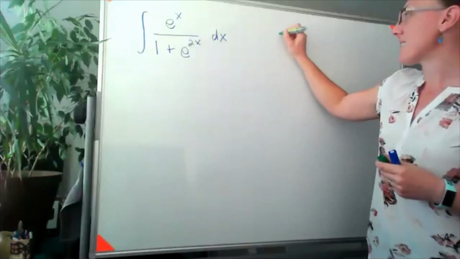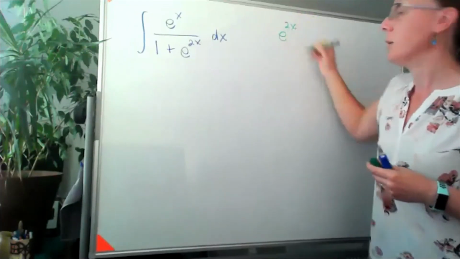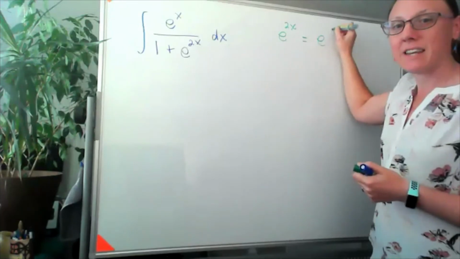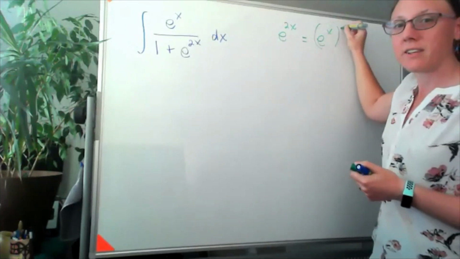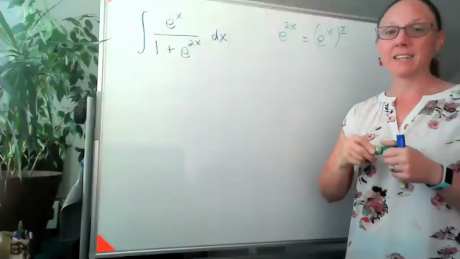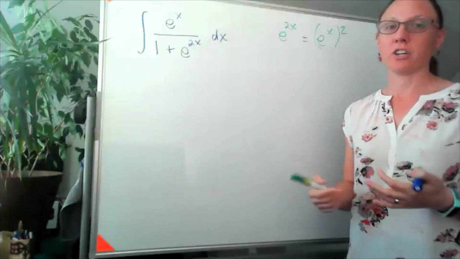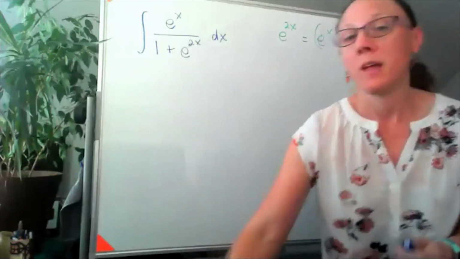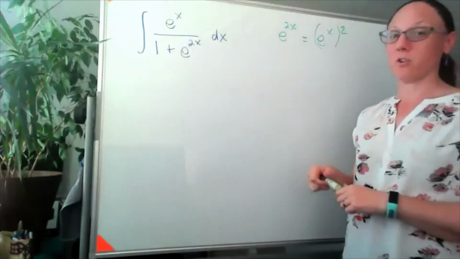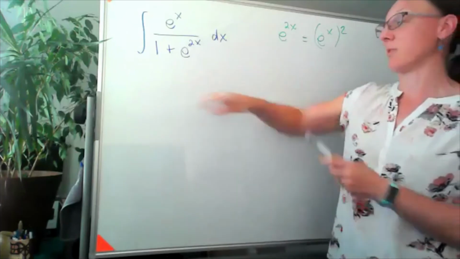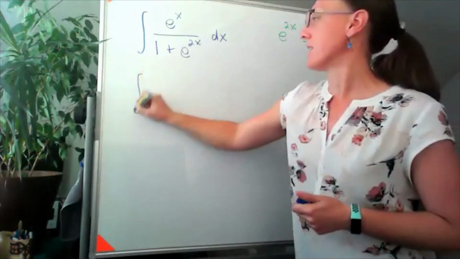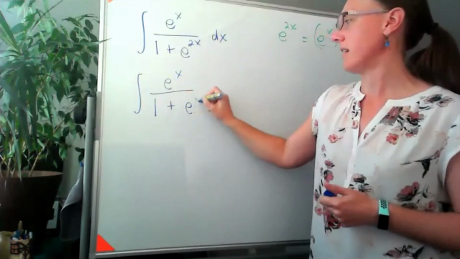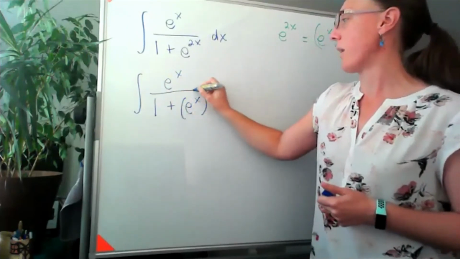e to the 2x, because of our exponent rules, is actually the same as e to the x squared. And typically when we're doing integration problems, this is just a good one to have in your back pocket. So we're not even doing a u substitution yet. All I'm going to do is rewrite this problem to say e to the x over 1 plus e to the x squared.